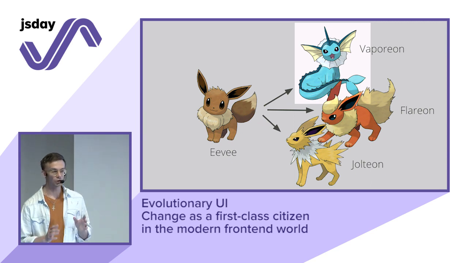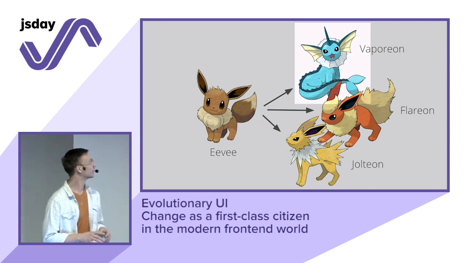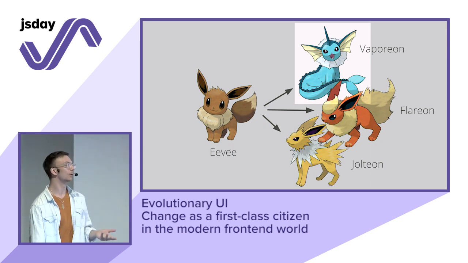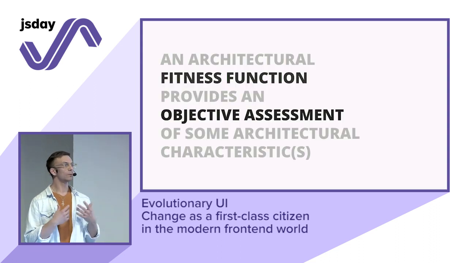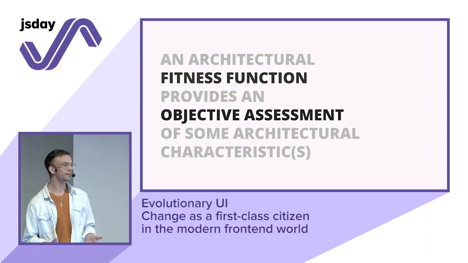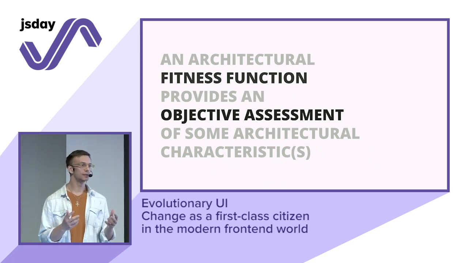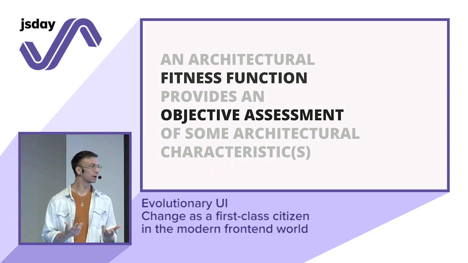So in order to ensure that only Vaporeons survive, we might want to create an environment which is amenable to Vaporeons. This is what a fitness function is for. So a fitness function is an architectural construct. It's meant to create an objective measure of the stuff that you care about.